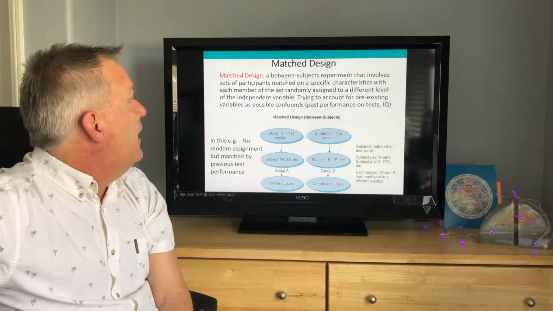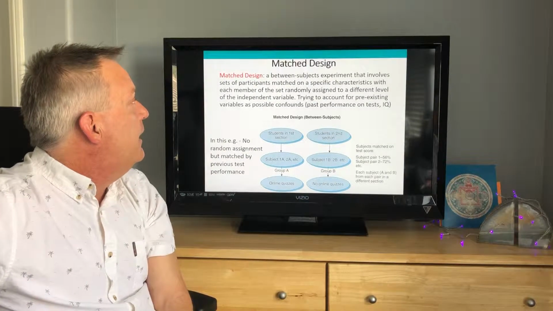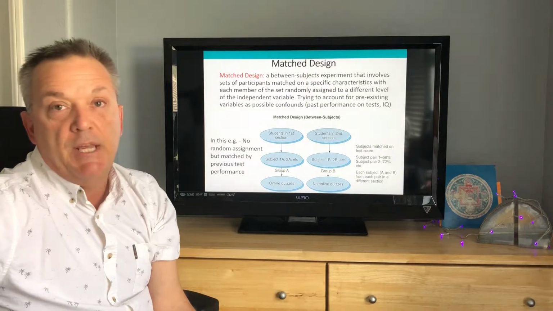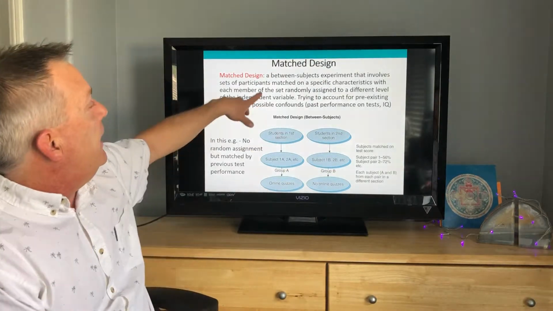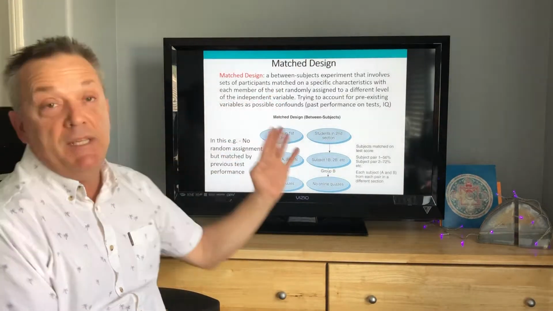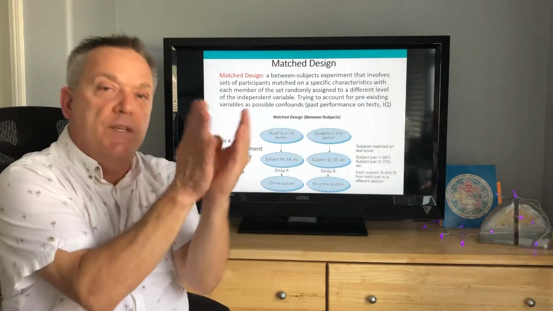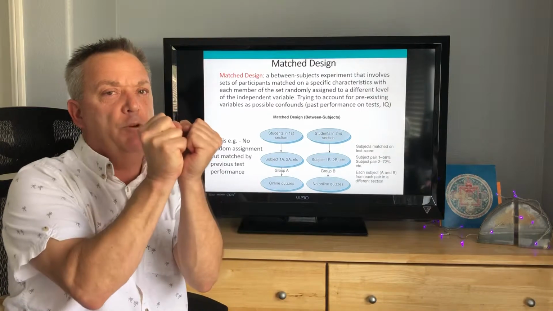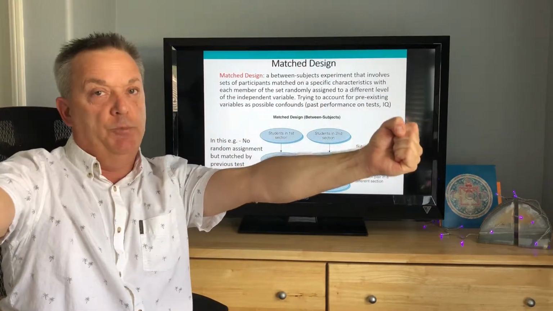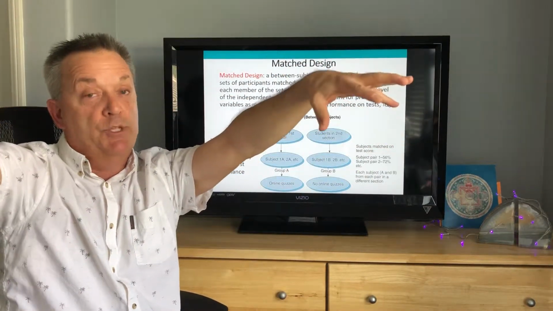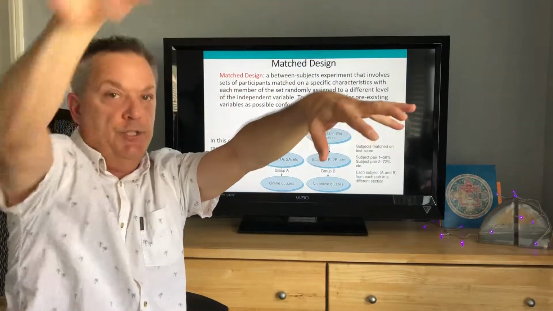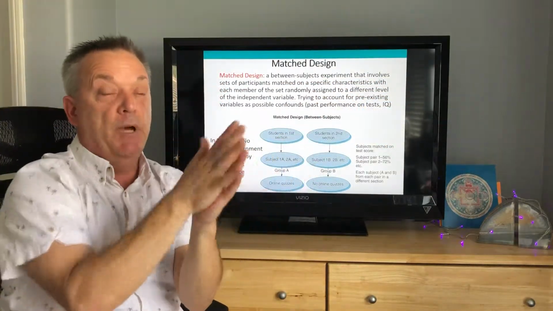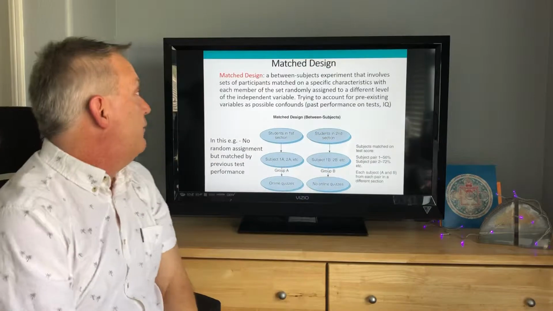A matched design is a different type of design where you will use the paired samples t-test. And a matched design is a between subjects experiment. Now, within subjects, same person, right? Between subjects, you're going to have different people going into different groups, and you're going to be comparing those groups. Not the same person going in to do two different treatments, but different people going into the different groups.